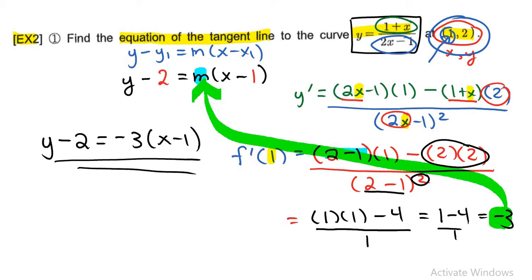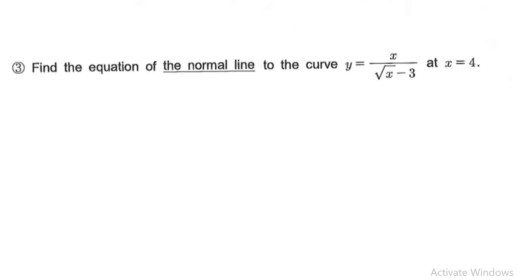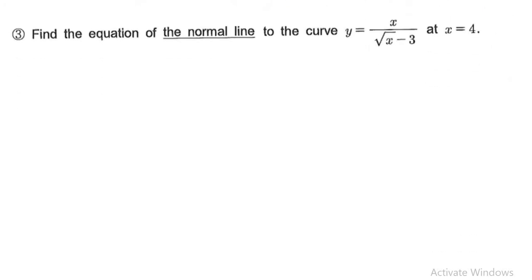Okay, let's move on to the next example here, and I believe the next example is question 3 in this case. And in question number 3, I need to find the equation of the normal line to this curve at the value of x equals 4. Okay, so even if the question says normal line, you should go ahead and write the general equation of the line here, which is y minus y1 equals m times x minus x1.